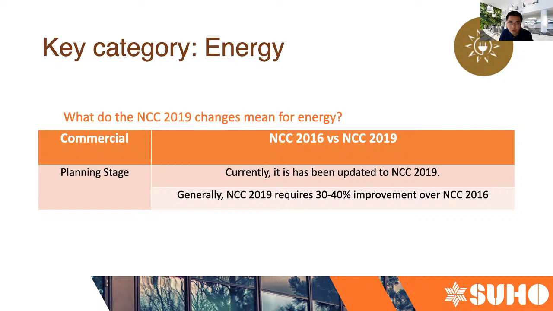And for commercial, what's the difference? So I just checked with the BESS website, and right now it has been updated to NCC 2019. So generally, NCC 2019 will require like 60 to 40 improvement over the old NCC 2016. So here we should use more good design, passive design, and good insulation and glazing to achieve all these improvements.